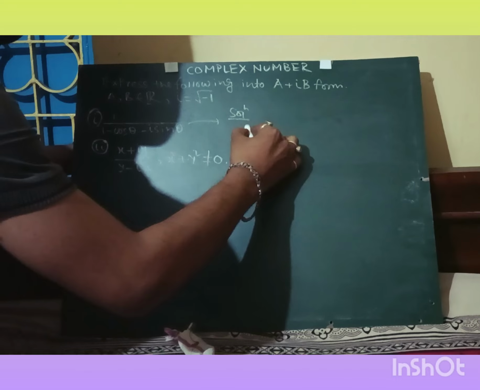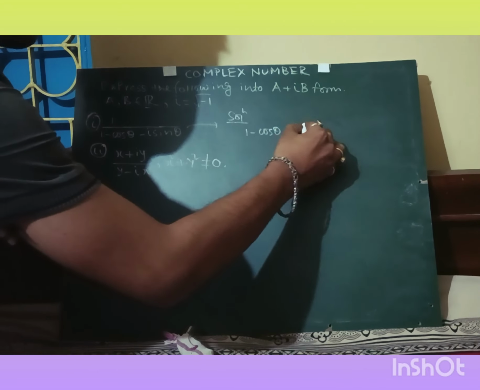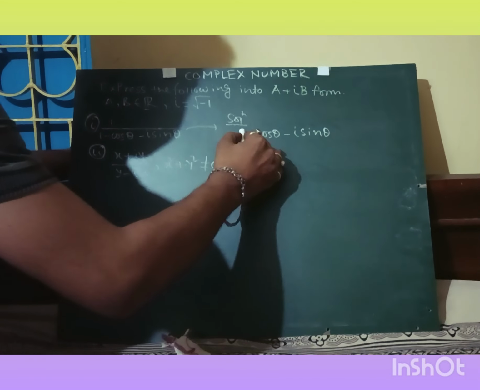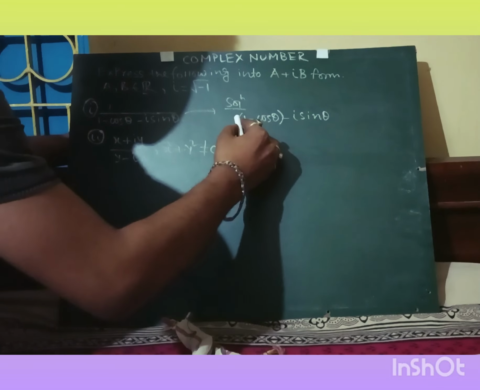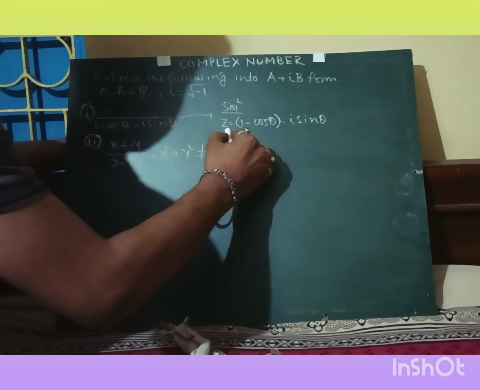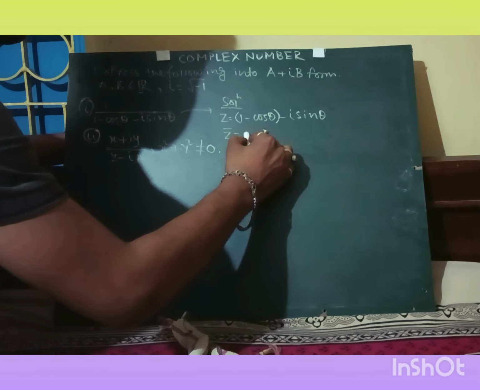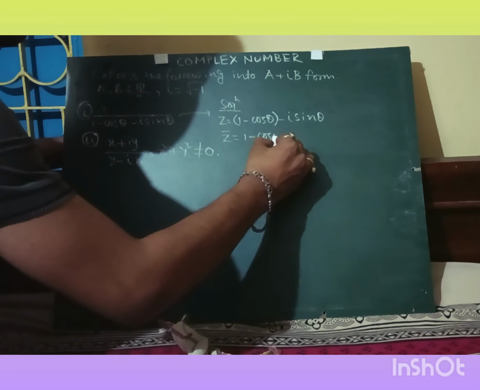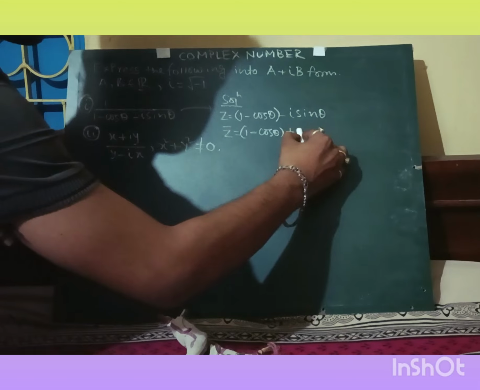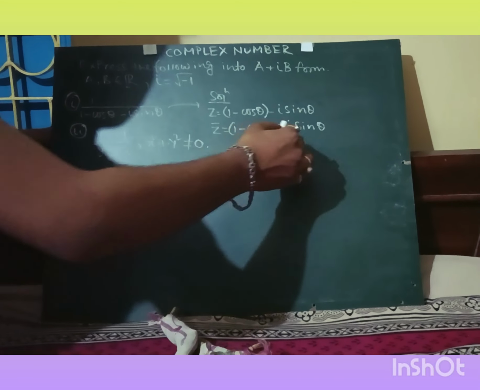Denominator part, that means 1 minus cos theta minus i sin theta. We split it into real and imaginary part. Let it be z. Then z bar is the conjugate of it. Conjugate means the real part remains the same, but the imaginary part will be of the opposite sign.